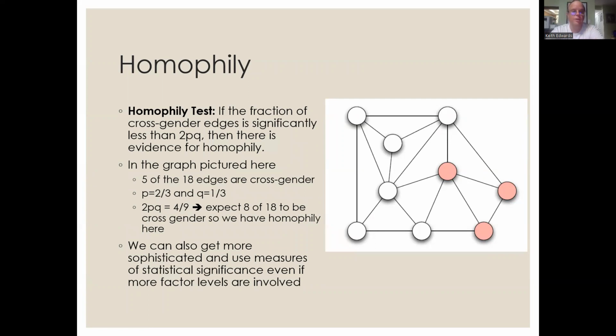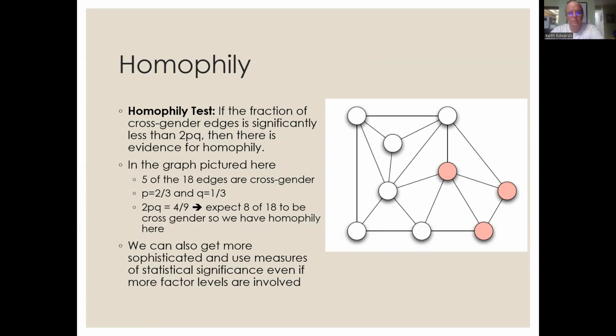In the picture here, 5 of the 18 edges are cross-gender friendships. Because P is equal to 2/3, since 6 out of 9 of these students are male, and Q is 1/3 female, 2PQ is 4/9. So we'd expect 8 out of 18 to be cross-gender. So we actually have some homophily here. People are tending to form friendships with like people.